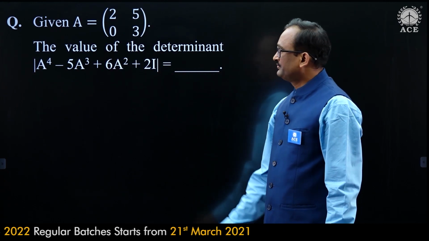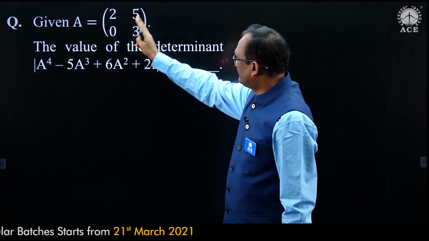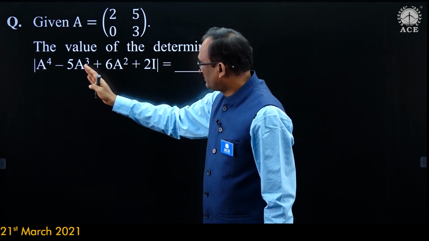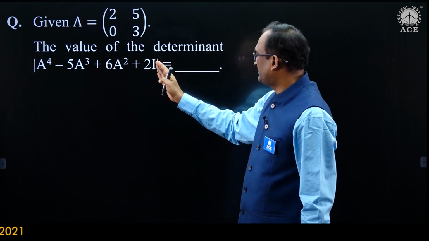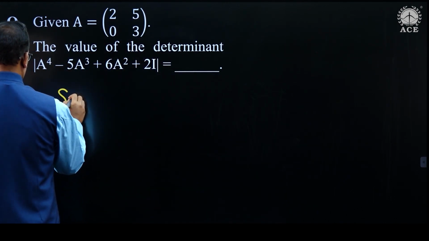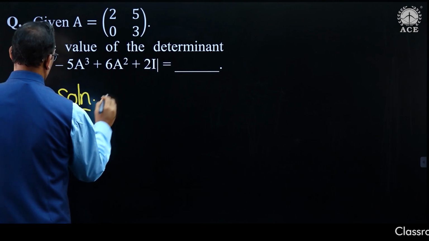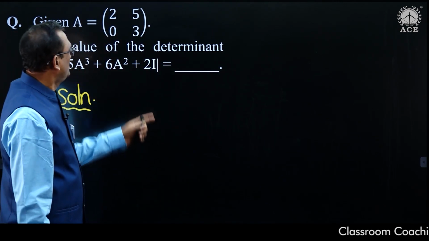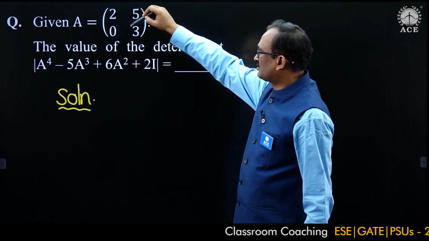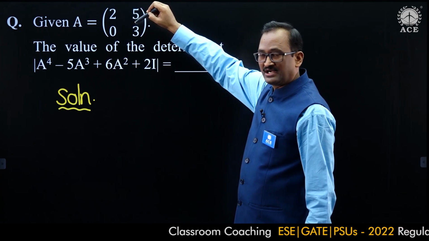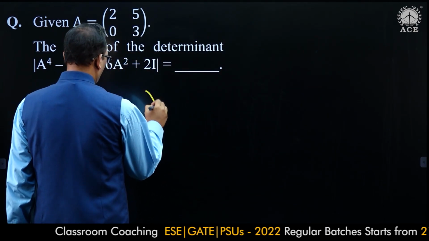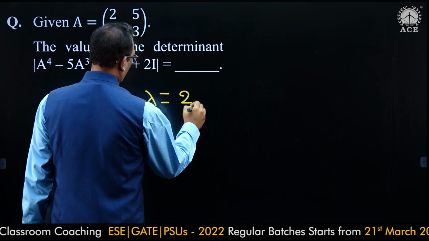Look at the given problem. Given A is equal to the matrix 2 5 0 3, find the value of the determinant of A power 4 minus 5A cube plus 6A square plus 2I. Let us see. And observe, this is an upper triangular matrix, a square matrix in which all elements below the diagonal are zeros. Therefore, the eigenvalues of this upper triangular matrix are just the diagonal elements only. Diagonal elements are 2, 3.